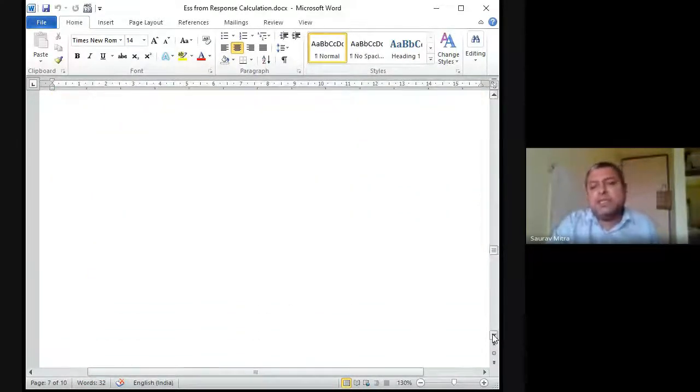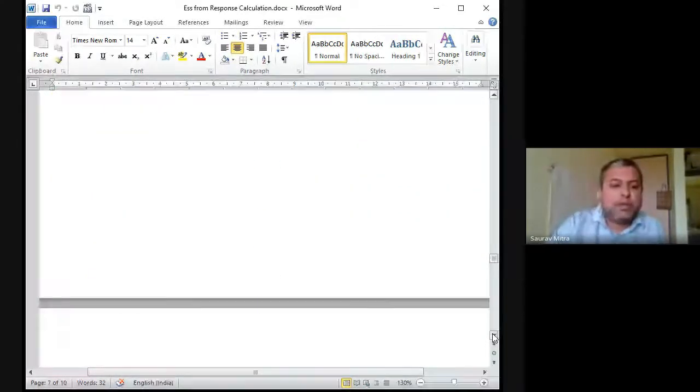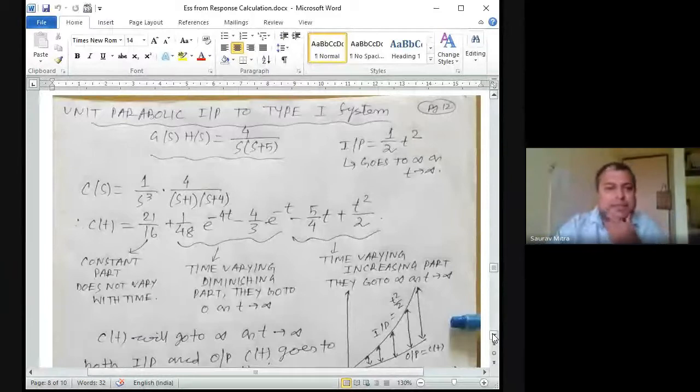So this was the type 1 system for ramp input. Now what we are going to find is the system for parabolic input. So this is also another important characteristic.